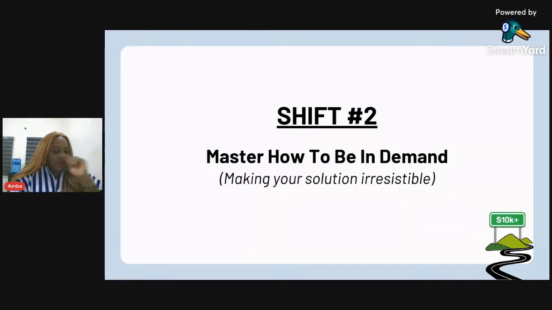Shift 2. With the first one, we said master how to channel demand. Shift 2, master how to be in demand. In essence, make your solution irresistible. Be in demand. Be the top. Be the incomparable solution. Be the non-negotiable solution. Be the only solution. Be so irresistible that if it's not you, it's no one else. That's what we're talking about.